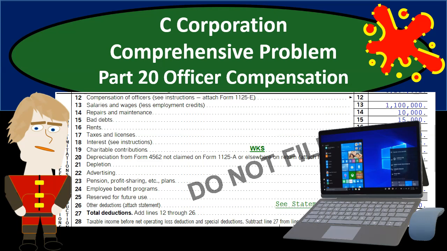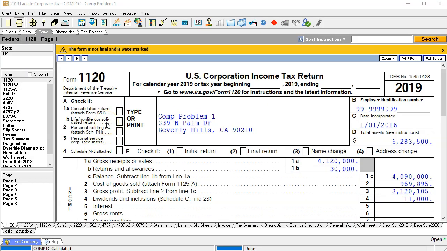In this presentation, we will continue on to part 20 of our C Corporation comprehensive problem, this time considering officer compensation, breaking out officer compensation from the other wages and also entering the data entry or the information related to the officers. Here we are in form 1120.